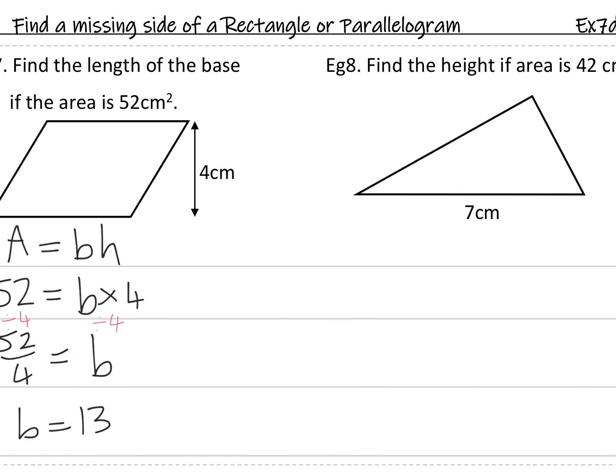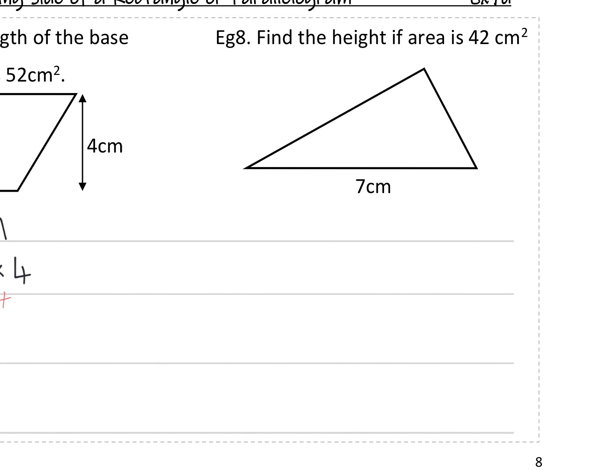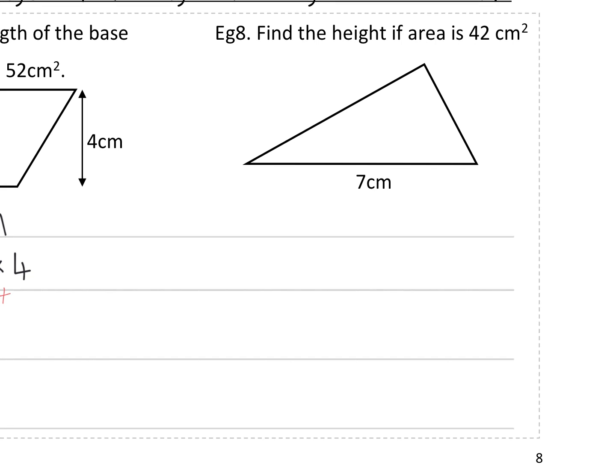Example 8. Find the height if the area is 42 centimeters squared. Identify the shape to be a triangle, and the formula for a triangle is a half BH. The question tells us that A, the area, is 42. That's going to be equal to a half times the base, which we can see is 7 from the diagram, multiplied by the height, which we don't know.